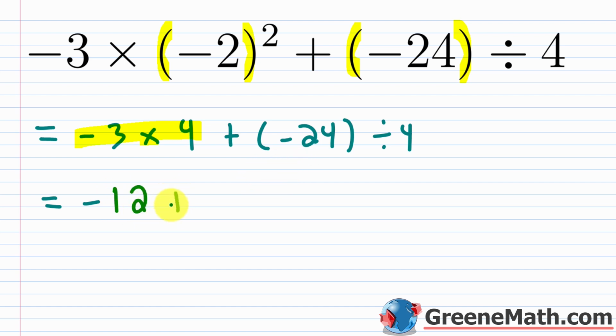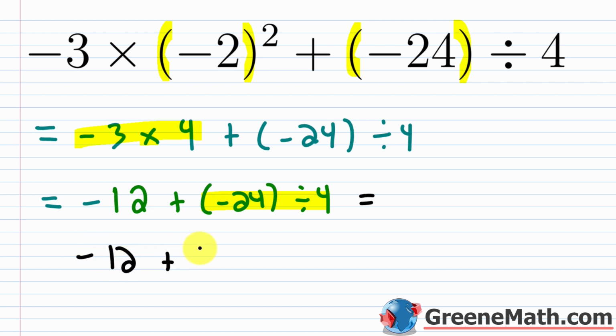Okay, then we have plus -24 and then divided by 4. So now I'm still on my multiplication and division step, and I have division here. So I'm going to divide -24 by 4. So -24 divided by 4 would be -6. Negative divided by positive is negative, and 24 divided by 4 is 6. So that's -6. So we would say this is -12, and then basically we would have plus -6, or you could write -12 minus 6, whatever you're more comfortable with.